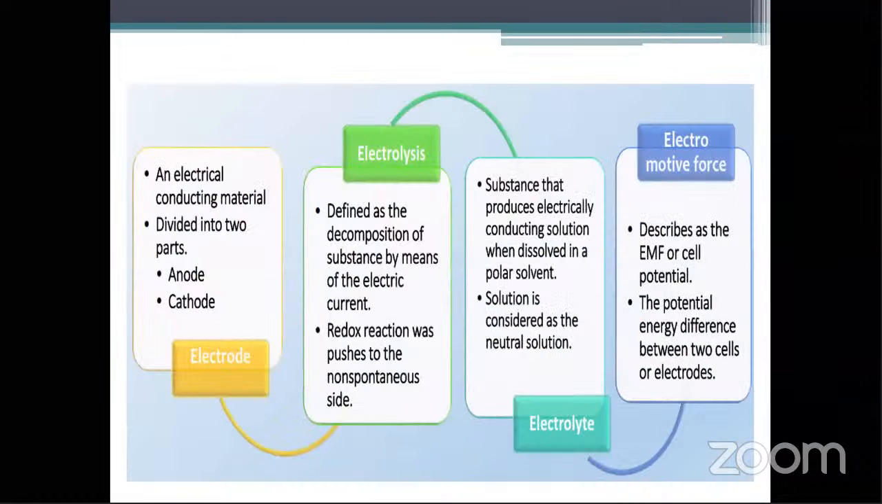So what is the meaning of electrode? Electrode is an electrical conducting material which is divided into two parts, anode and cathode.